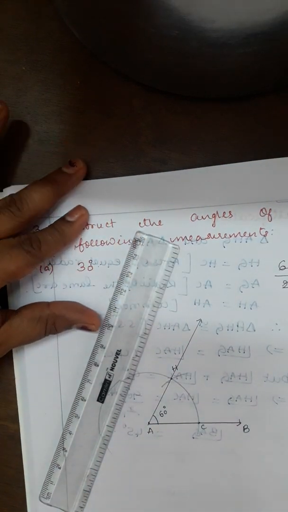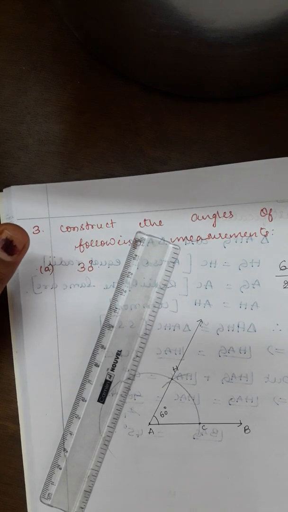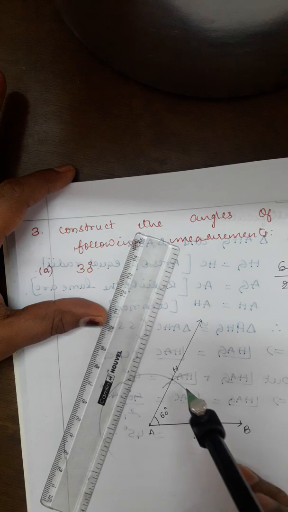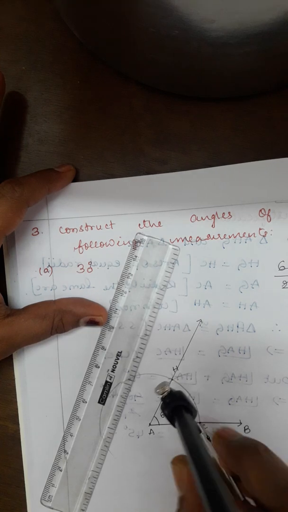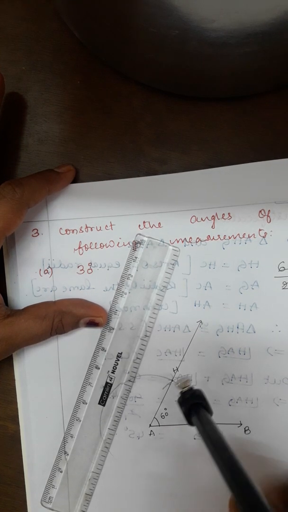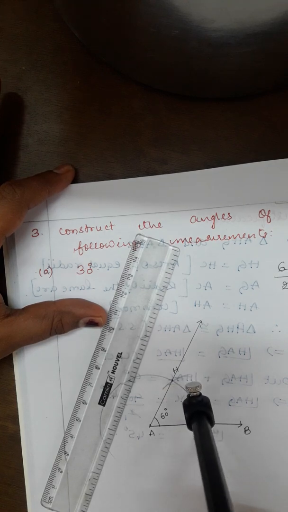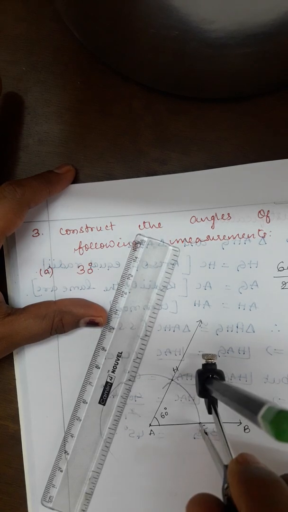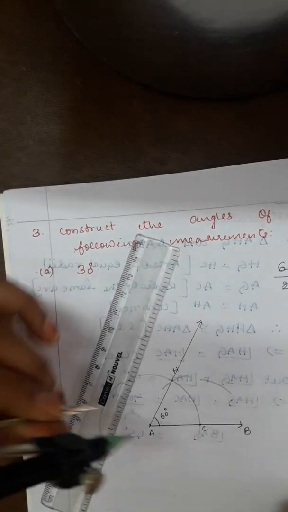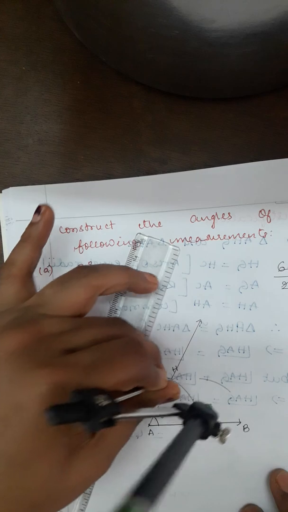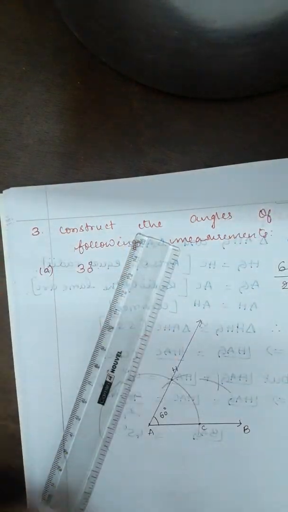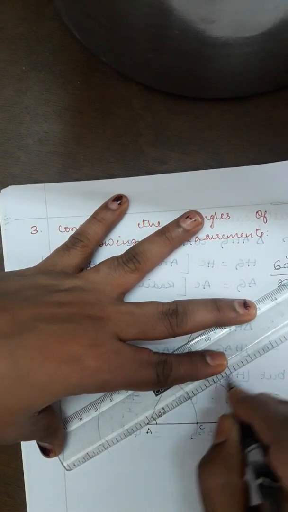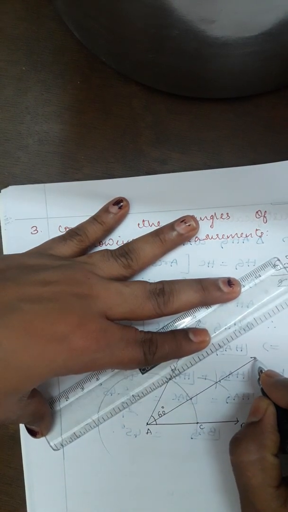Now you have to bisect this 60 degree such that you will get an angle of 30 degree. With C as center and more than half of the radius of CH, as I said when bisecting, you are supposed to take more than half, cut the arc. Now place the compass at H with the same radius, cut the previous arc. Now join these two arcs. This will be your angle of 30 degree.